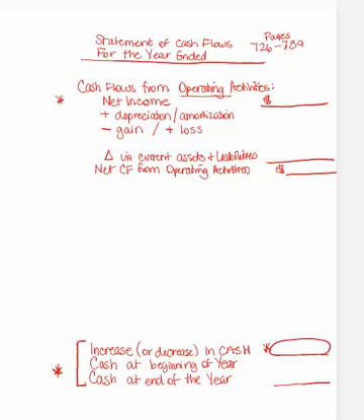Okay, this section up here, the cash flows from operating activities, is going to take the longest amount of time to create, and it's also the most difficult section. So you really want to pay attention when we're learning about this and when you're reading about this in the chapter, okay? Now the next section is called cash flows from investing activities.